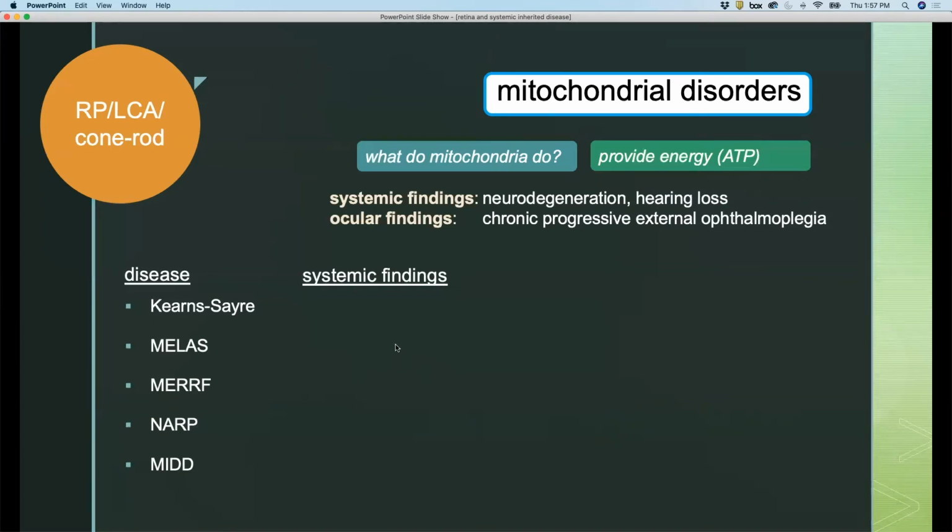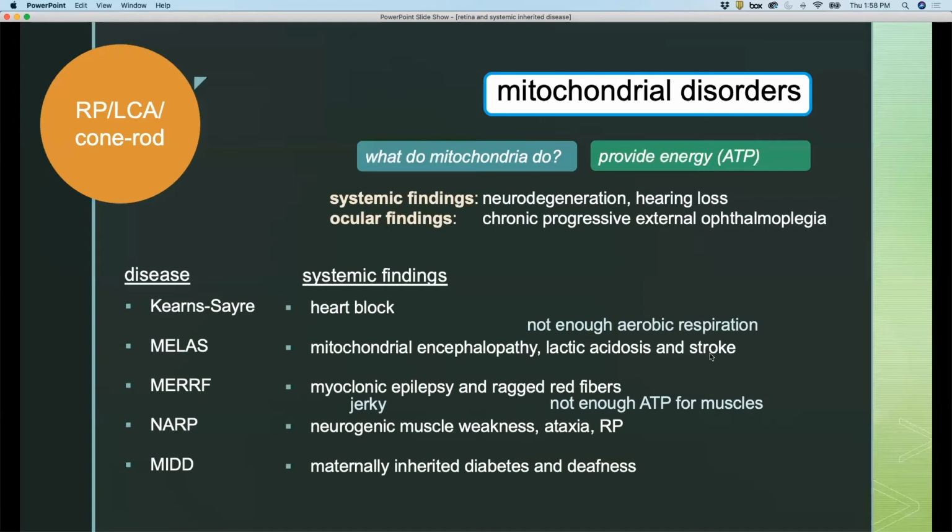I know for MELAS, because I've seen a few patients with it, it's a lactic acidosis. Great. And what is encephalopathy? I don't remember actually, but what is the S? How about the S? What is it? Syndrome? It can't be syndrome. Okay, it's okay. It's stroke.